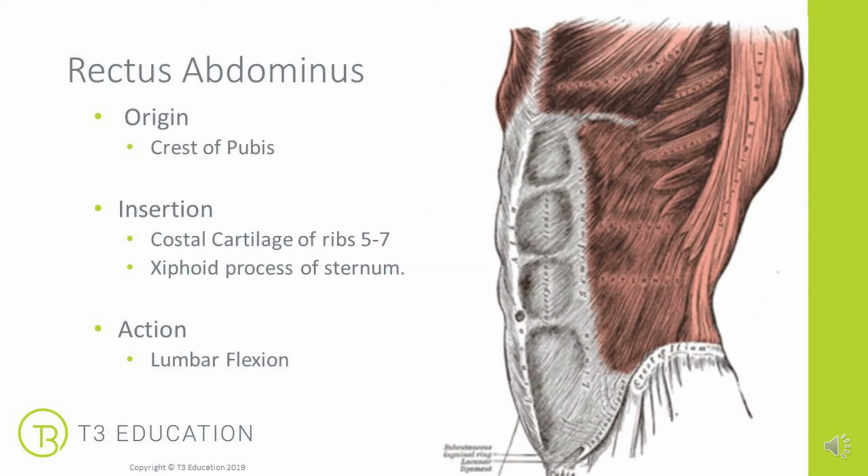If we look at rectus abdominis, which is the most superficial, and its origin and insertion, it originates at the crest of the pubis, and it inserts at the costal cartilage of ribs 5 to 7 and the xiphoid process of the sternum. Its action is lumbar flexion.